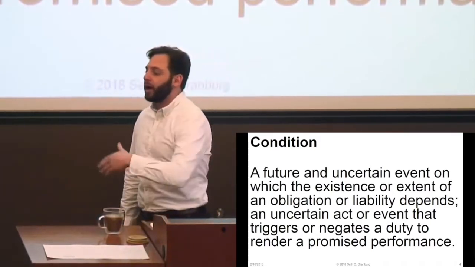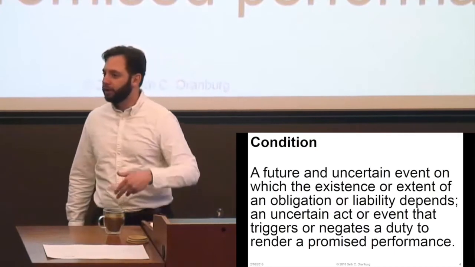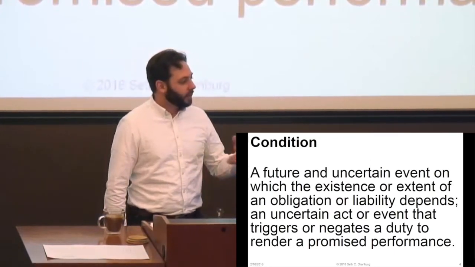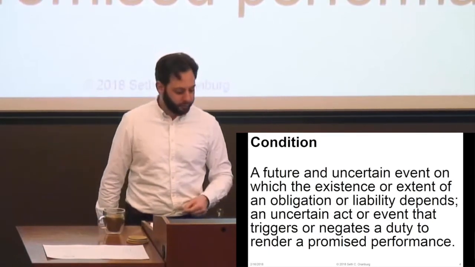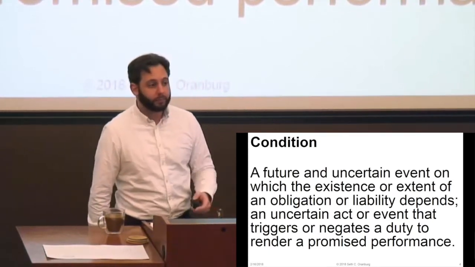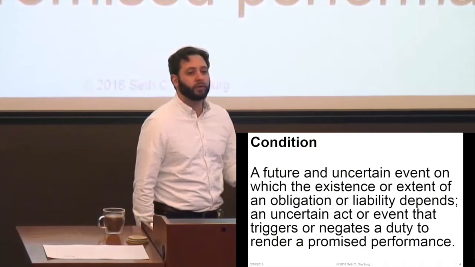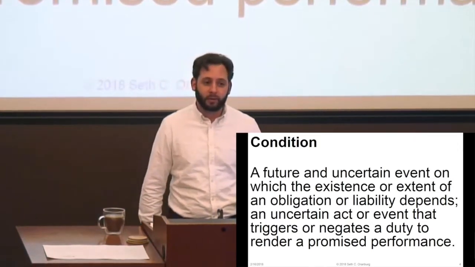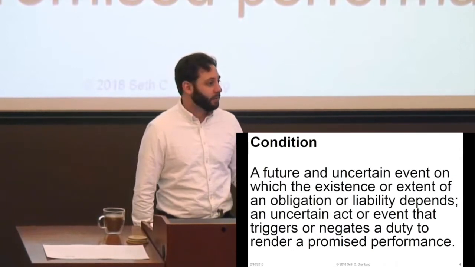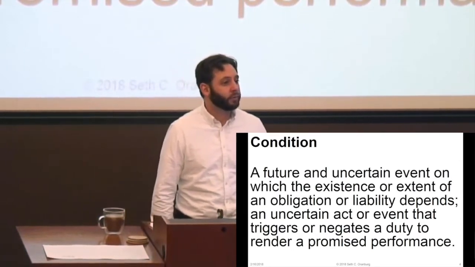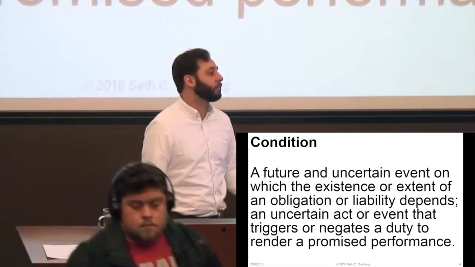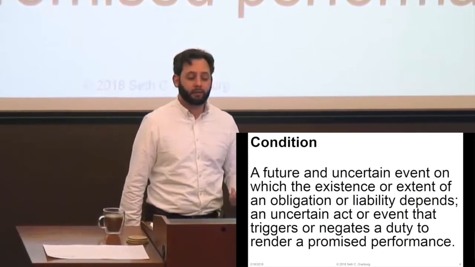Whether or not the other aspects of a contract must be done are flicked on and off by the occurrence or non-occurrence of a condition. And so it's important to determine whether or not something is a condition or a promise, because if it's a condition, it doesn't have to happen. There's no breach for failure to perform a condition, but it excuses performance by the other party. So you may not have remedies yourself.